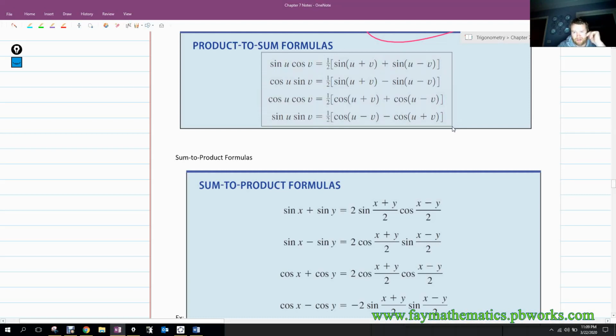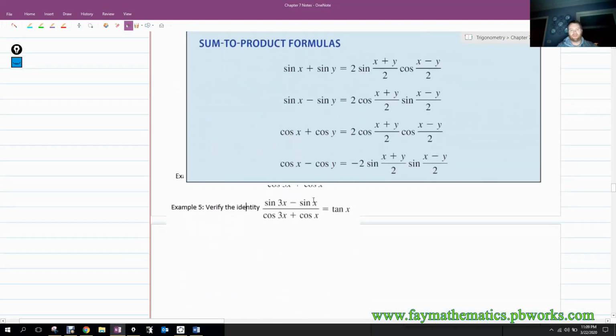If you were to get on my website and look at chapter 7 section 3, you'll find the proofs to these. You might have to scrub through a couple of videos, but they are there. They also show you how to use these. This is mainly where we would see them, in verifying an identity, or a proof. Basically what they want us to argue is that this thing here, which is nasty looking, is exactly the same thing as tangent.